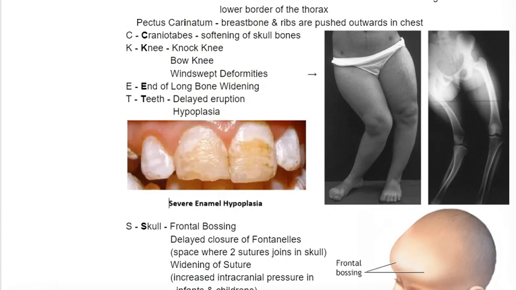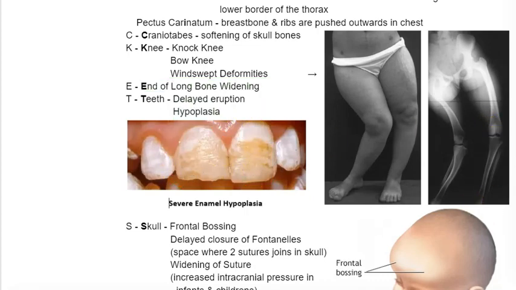And the next point is the E, which stands for end of long bone widening. So the widening of the long bones will be stopped due to deficiency of vitamin D. And in teeth we can see a delayed eruption, like delayed growth of the teeth. And the other is hypoplasia. Right over here you can see severe enamel hypoplasia, which is seen in kids.